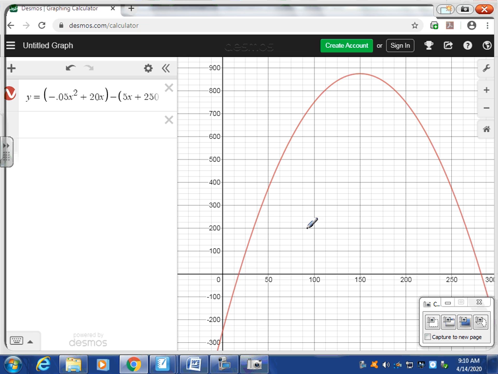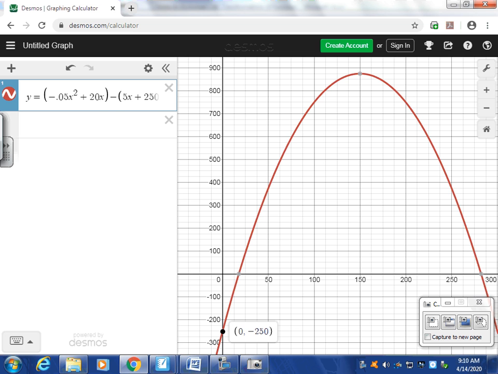So in a word problem, you always want to start with the y-intercept, because the y-intercept represents what you started out at. So when you started this, you were going to be -250. That means you're $250 in the hole, because you had to put out some money to pay for the pizzas. This here is, of course, your maximum. And this one over here is another place where your profit equals 0.